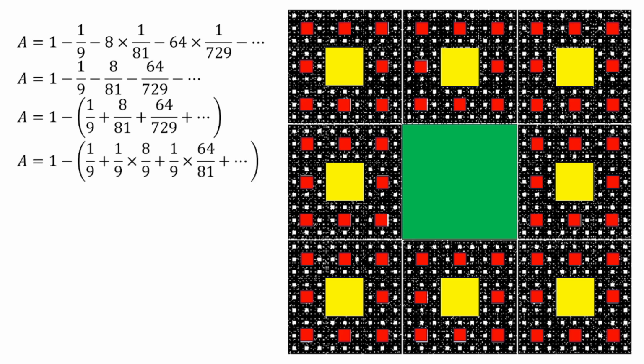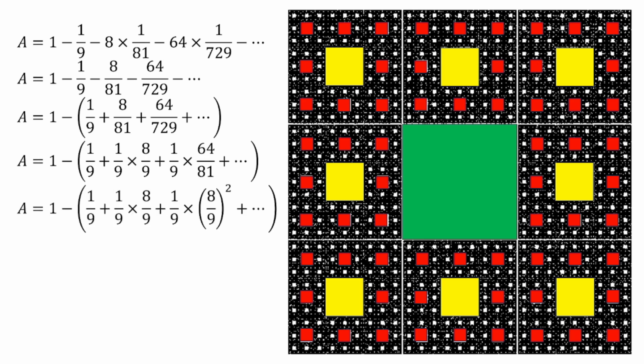And then we can break up those fractions. We can say 8/81 is actually 1/9 times 8/9, and the 64/729 is actually 1/9 times 64/81. And we should be able to see a pattern here, that in fact that 64/81 is actually the square of 8/9. Now we see a very clear pattern and structure emerging here.